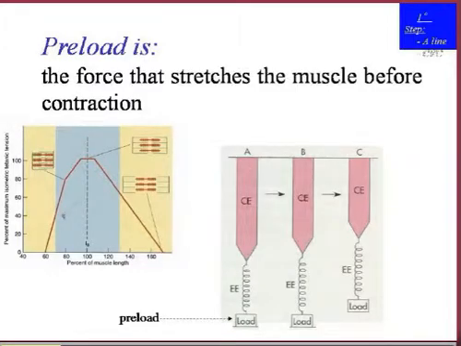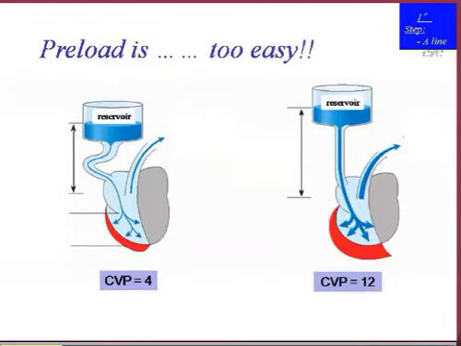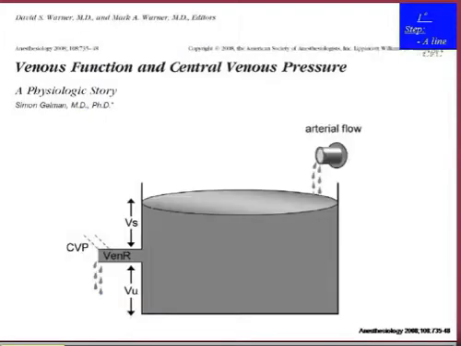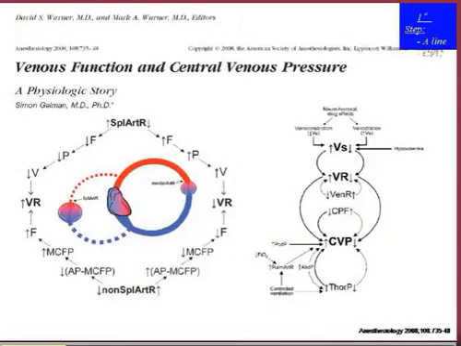Well, preload is this. It's very easy to present preload with this picture. It's something that stretches like that. But preload is not as easy as a reservoir, where we put it and we can have a CVP of 4 or 12. It's not so easy, because CVP is more complicated. This paper has been very well written, in which CVP is something very small in a big basket full of water or fluids, and the rules that give you this or that number are really complicated.